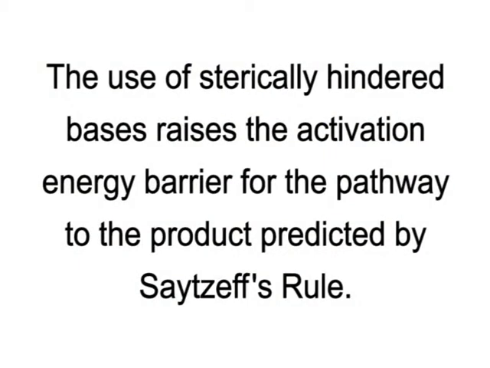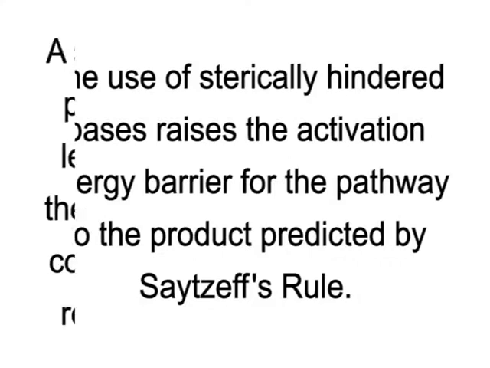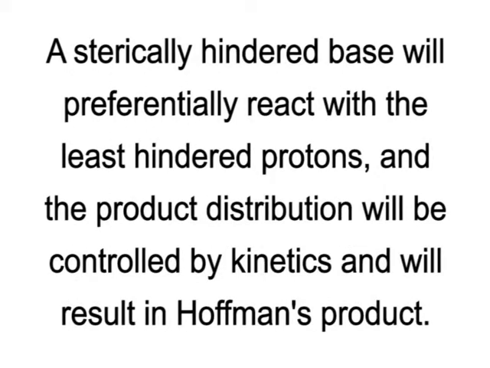The use of sterically hindered bases raises the activation energy barrier for the pathway to the product predicted by Saytzeff's rule. Thus, a sterically hindered base will preferentially react with the least hindered protons, and the product distribution will be controlled by kinetics and will result in Hofmann's product.